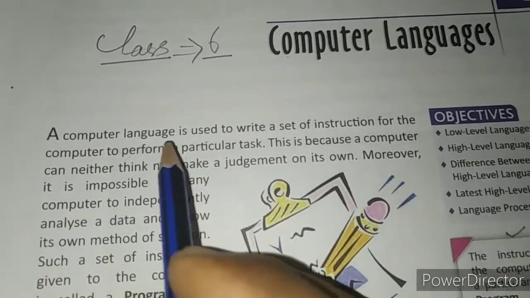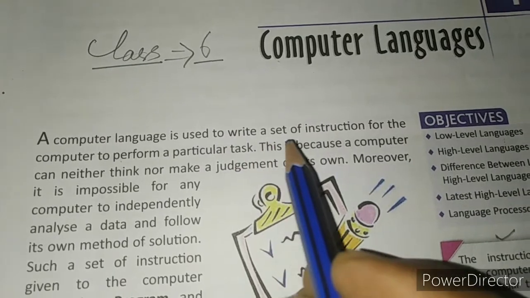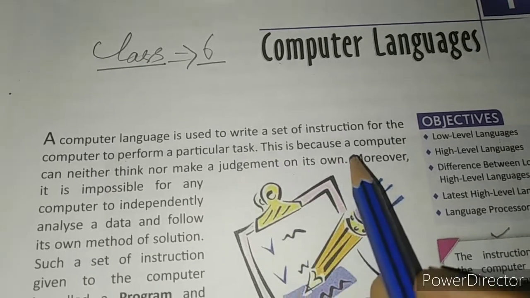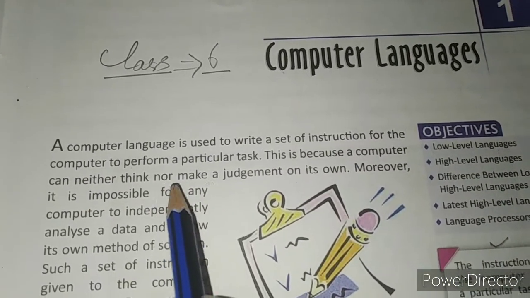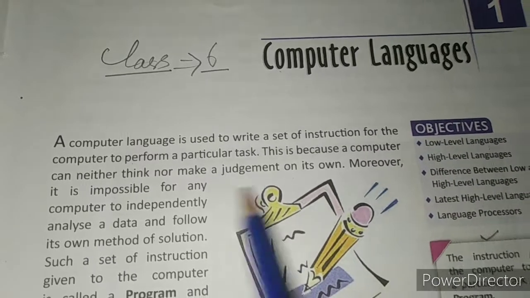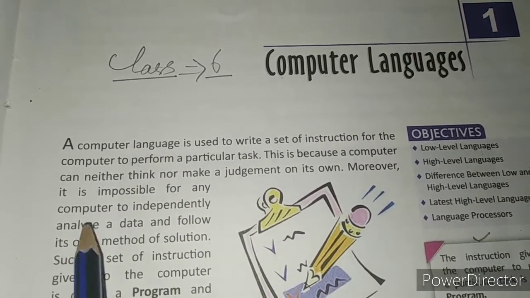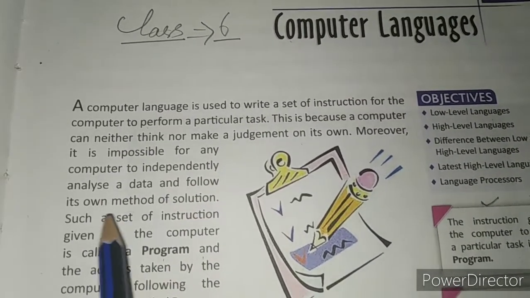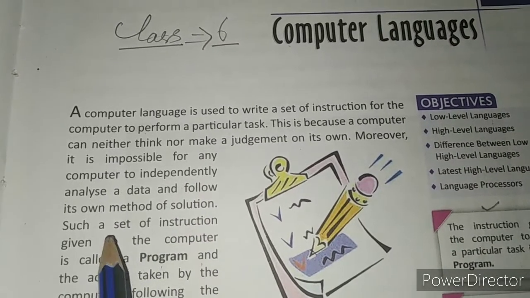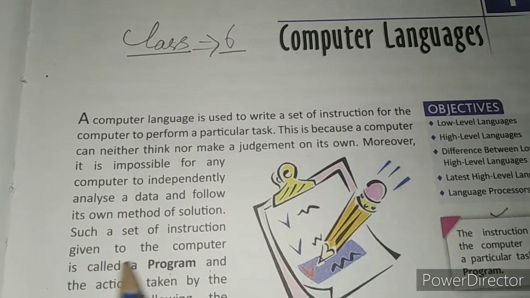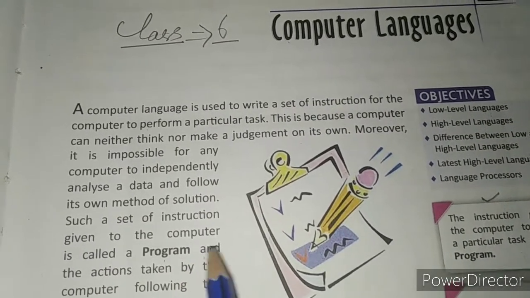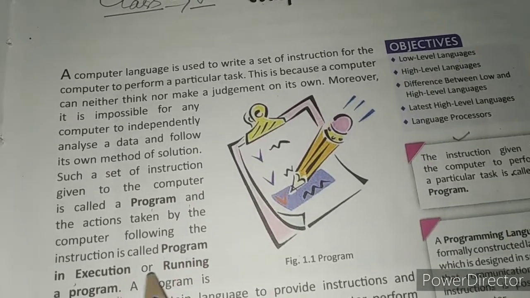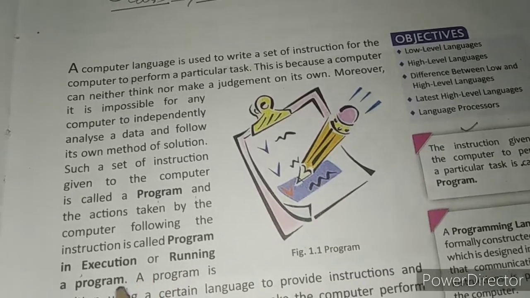A computer language is used to write a set of instructions for a computer to perform a particular task. This is because a computer can neither think nor make a judgment on its own. Moreover, it is impossible for any computer to independently analyze the data and follow its own method of solution. Such a set of instructions given to the computer is called a program, and the action taken by the computer following the instructions is called program in execution, or running a program.